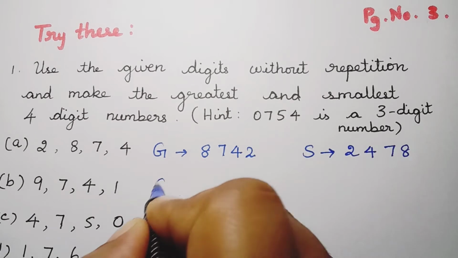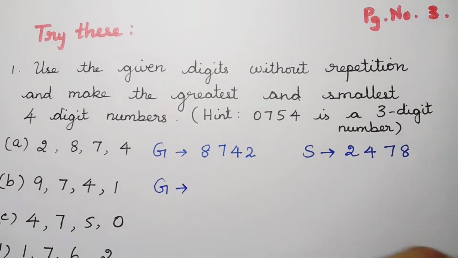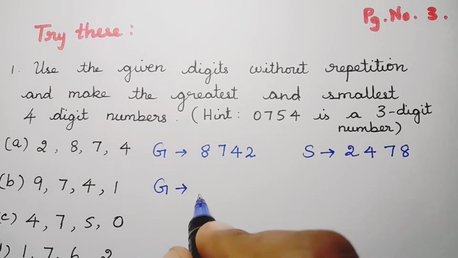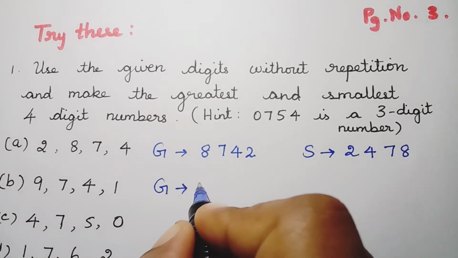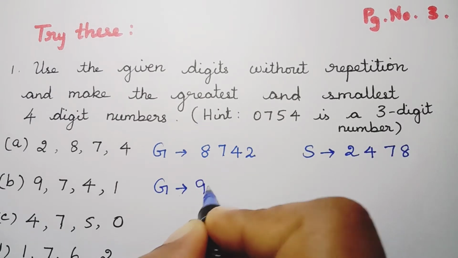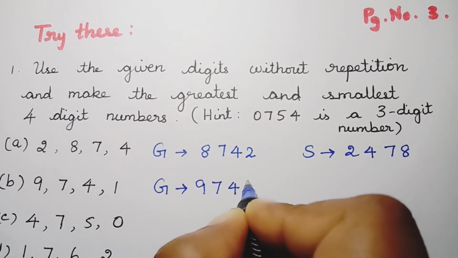Okay, so we will go to the next question. 9741. So what is the greatest number? When you don't have any 0, you can just directly write it down in the ascending and descending order. So for finding the greatest number, you have to write it in the descending order. So it is 9741.